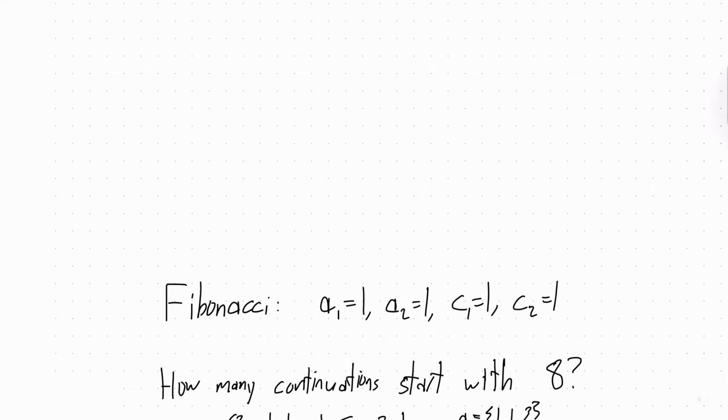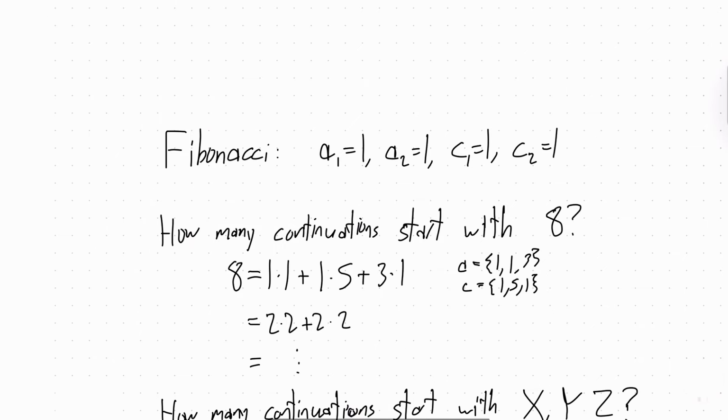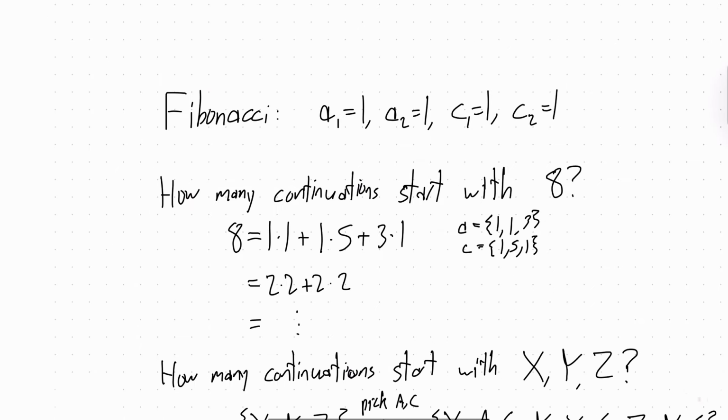Now, this is a very difficult math problem, and it can be solved in various ways. But the crux of how you solve this is you ask questions like, how many continuations start with 8? So you might ask, how many ways can we pick our A's and our C's such that the first element that is generated after the A's is 8? And as it turns out, for just one number, for 8 in this case, it's actually not too bad to solve this.